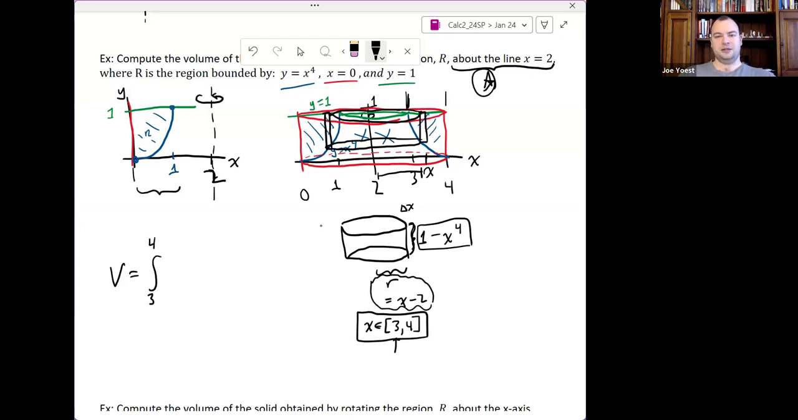I continue adding until x equals 4. Note that this is in terms of the variable x, not in terms of the variable r. The radius goes from 1 unit to 2 units, but the x coordinate goes from x equals 3 to x equals 4. We're integrating with respect to x because that's how our height functions for the shell are defined.